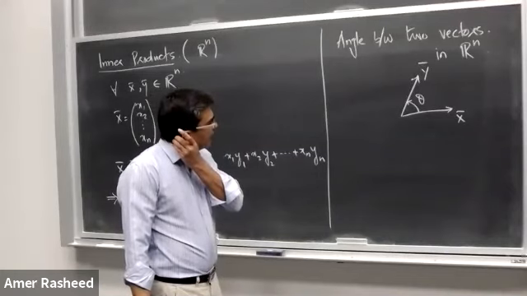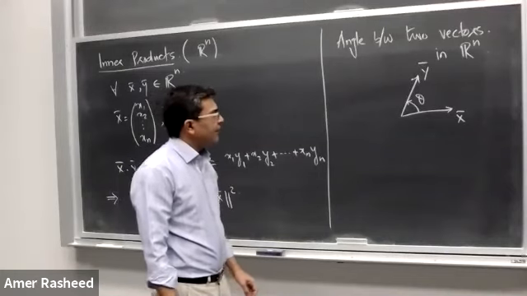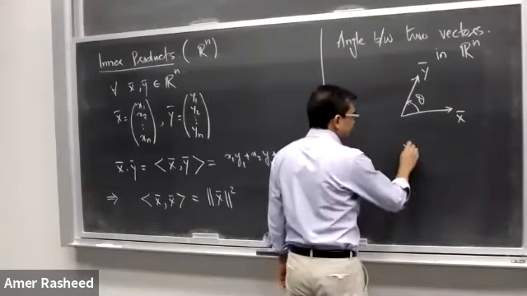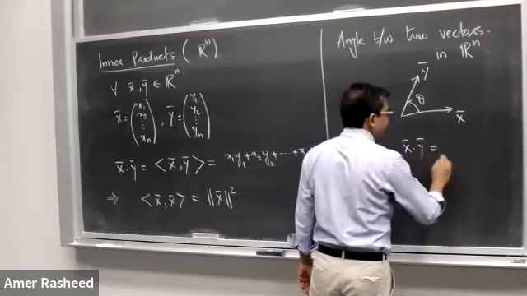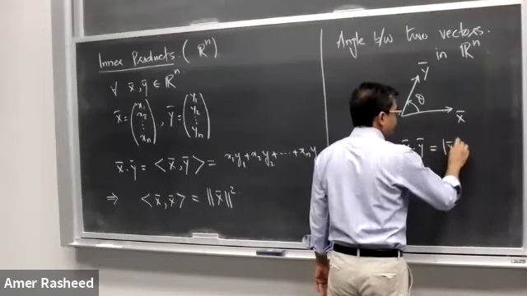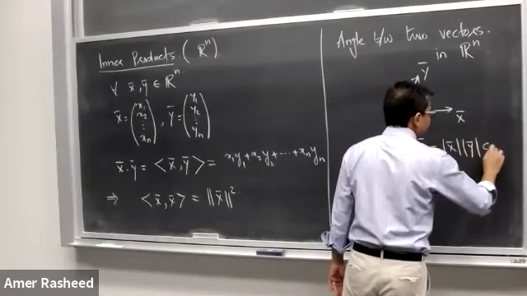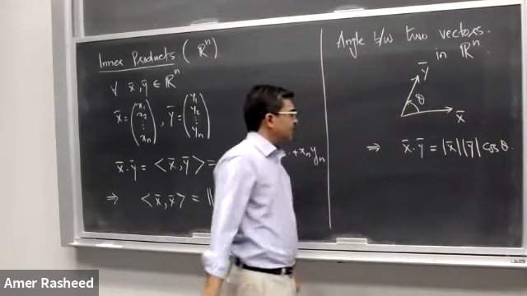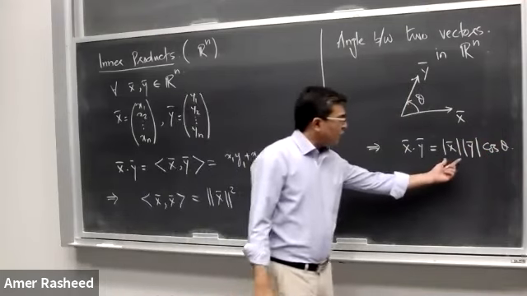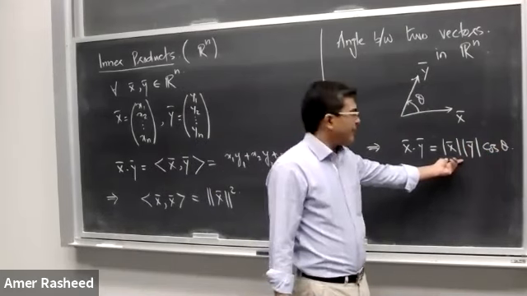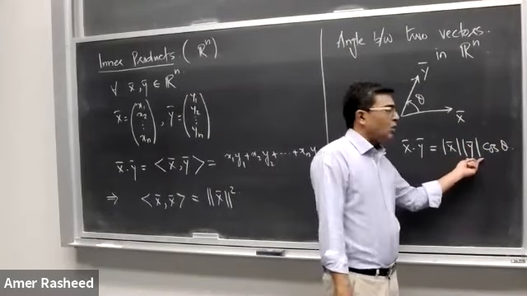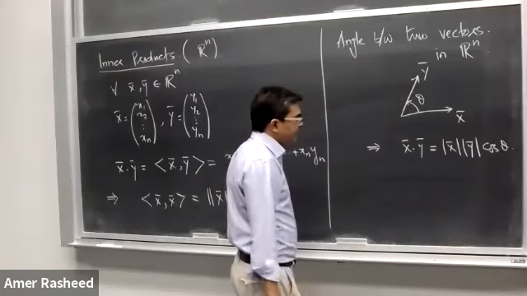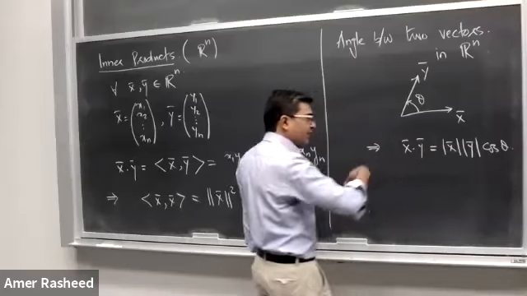Then you might have studied in your earlier classes that the dot product between two vectors, in general, is mod of x times mod of y times cosine of theta. You might have seen this relationship, where mod of x is the length of that vector in R2 or R3, and mod of y is its length. Now we are going to extend these notations to inner products and norms.